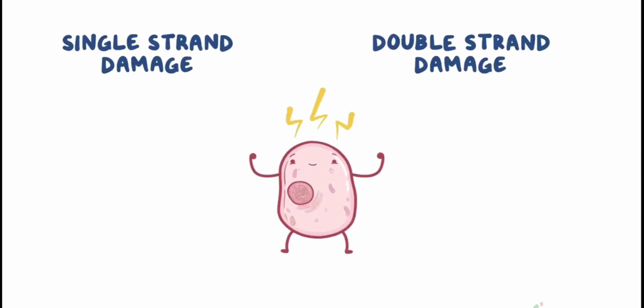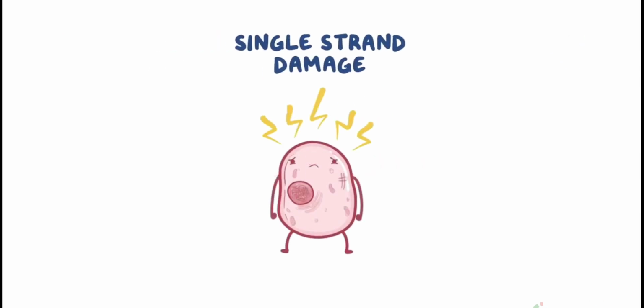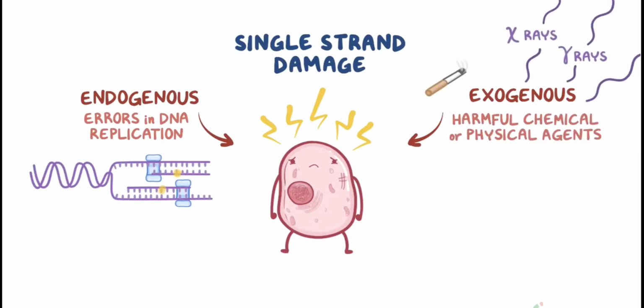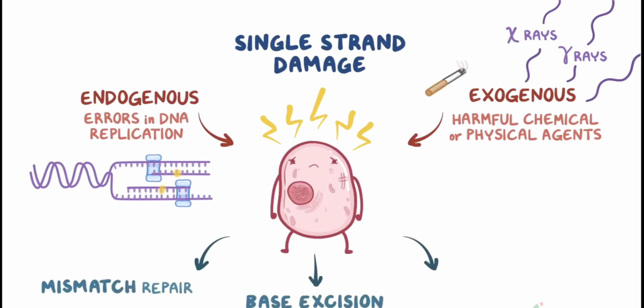Broadly speaking, there might be single-strand damage or double-strand damage, and the cell has mechanisms to address both situations. Single-strand damage can happen because of endogenous causes, like errors in DNA replication, or exogenous factors, like harmful chemical or physical agents. Single-strand damage is fixed by 3 repair mechanisms: mismatch repair, base excision repair, and nucleotide excision repair.